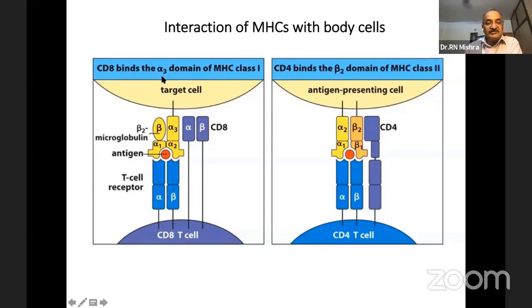The CD8 cell binds to the alpha 3 domain of the MHC class 1 molecule. As I told you, the class 1 molecule has a single chain, whereas the class 2 molecule has both alpha and beta chains, and the CD4 binds to the beta 2 domain of the MHC class 2 molecule. This is important. MHC class 1 binds to the CD8 T cell, and the MHC class 2 molecule binds to the CD4 T cell.